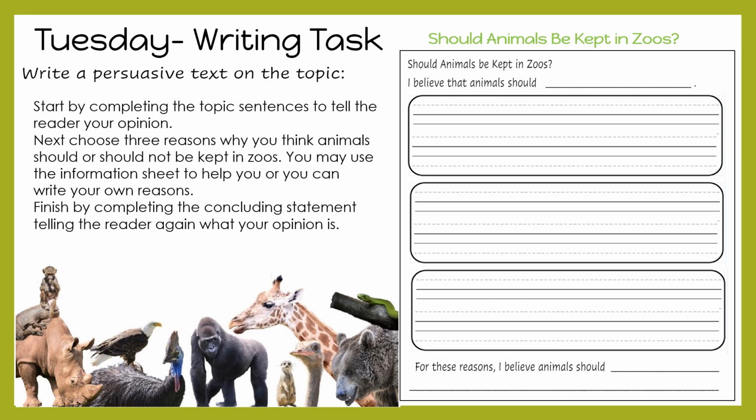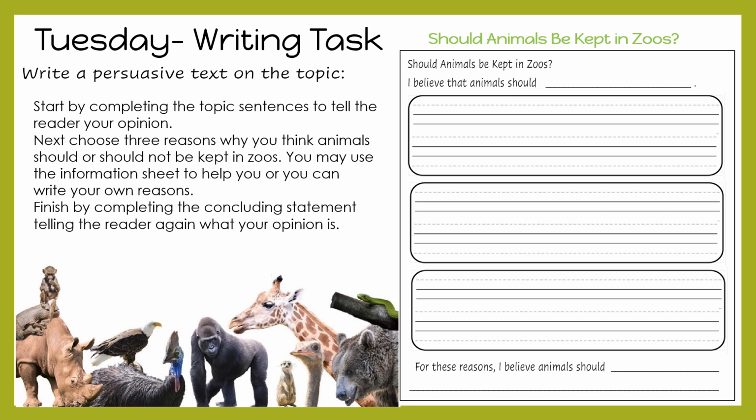You've just got to finish the sentence by telling me whether they should be kept in the zoo or should not. Then you've got to come up with 3 good reasons to support your opinion. You can use my information sheet to help you, or you can come up with your own reasons.